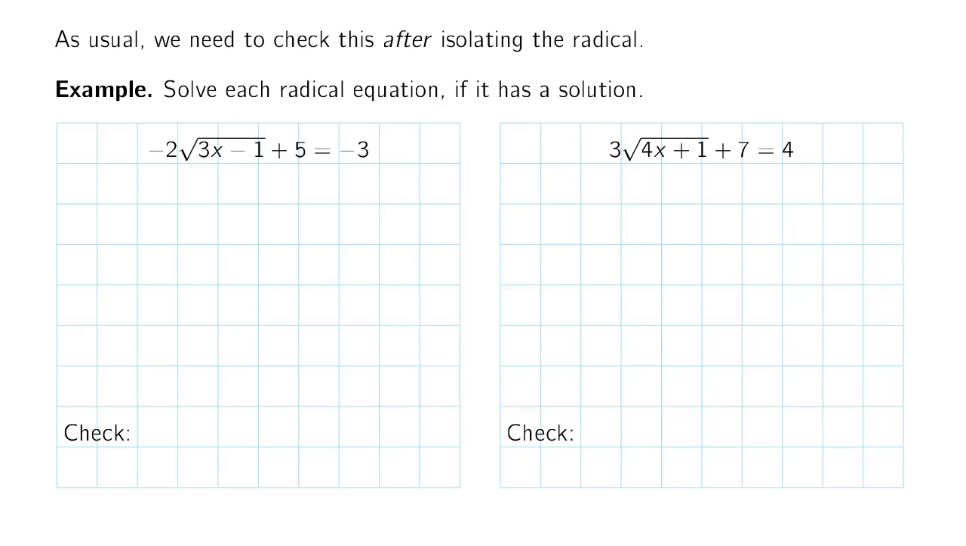So in this example, here's my radical that I want to isolate. I'll start by subtracting 5 on both sides. So negative 2 times the square root of 3x minus 1 is negative 3 minus 5, which is negative 8. And then I'll divide both sides by negative 2. And I've got the square root of 3x minus 1 is positive 4. This is positive. This is an even root. We're okay.